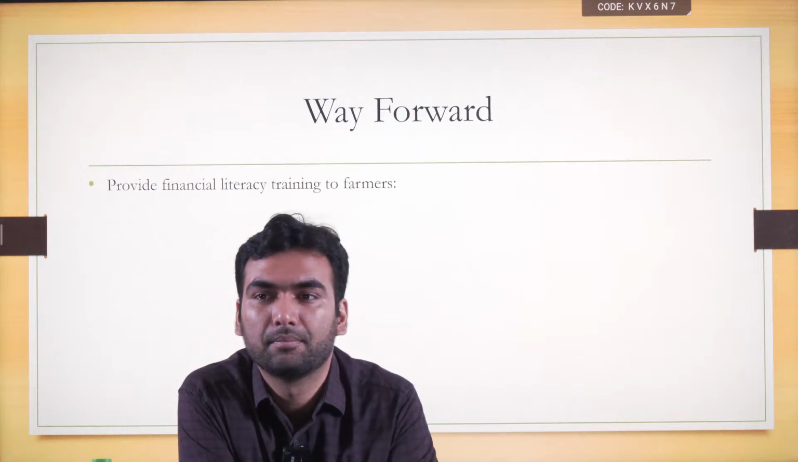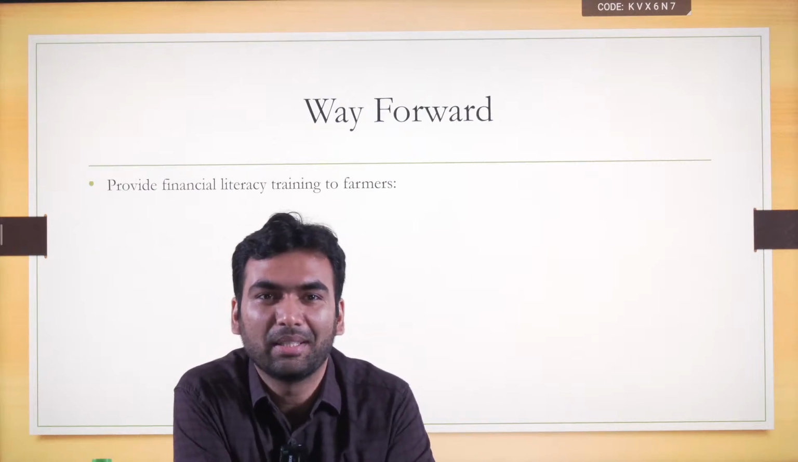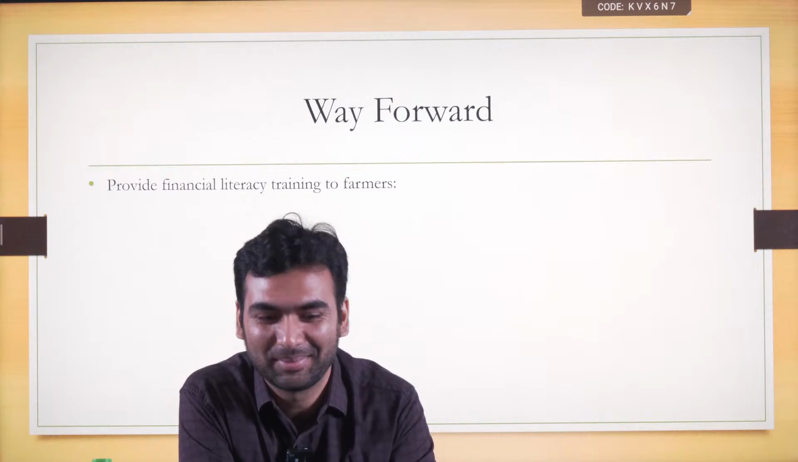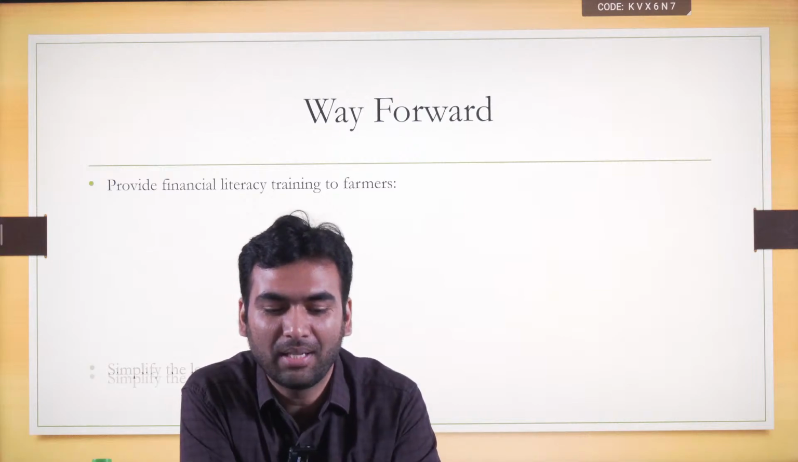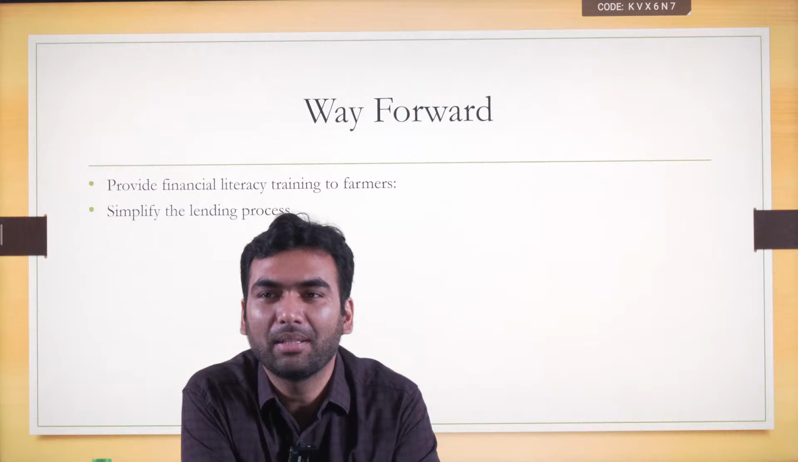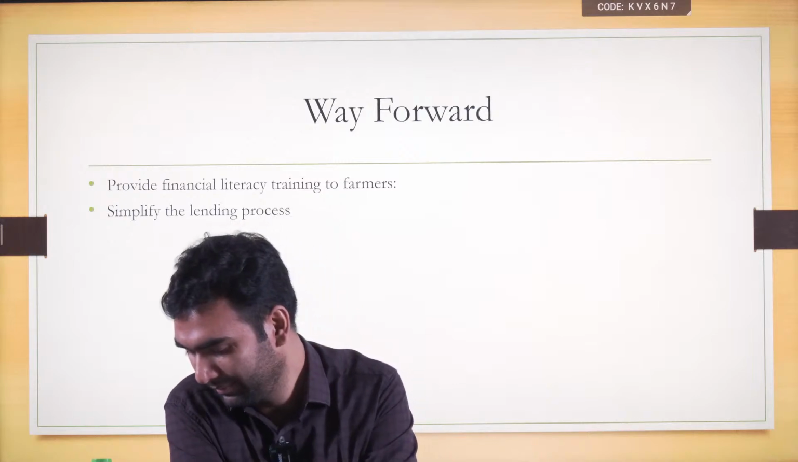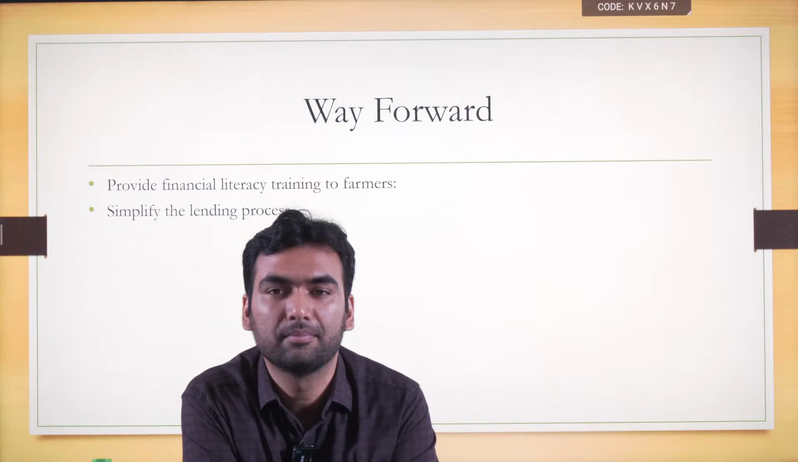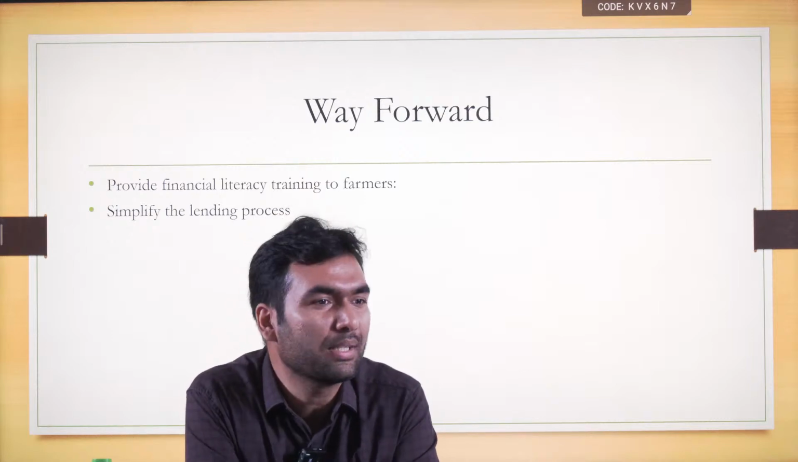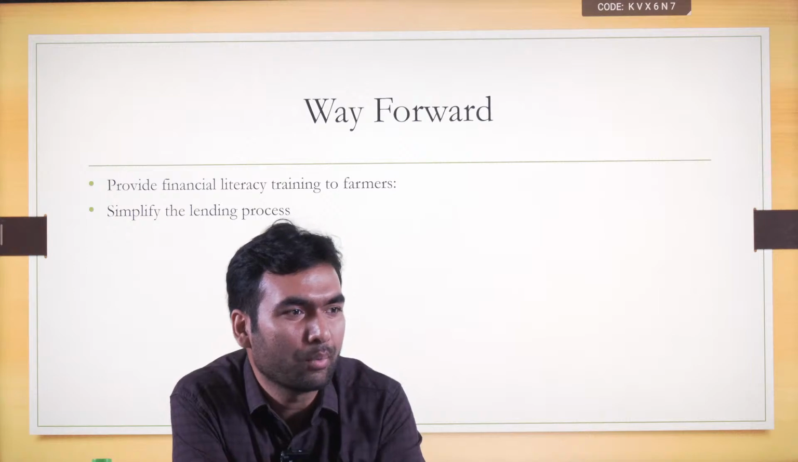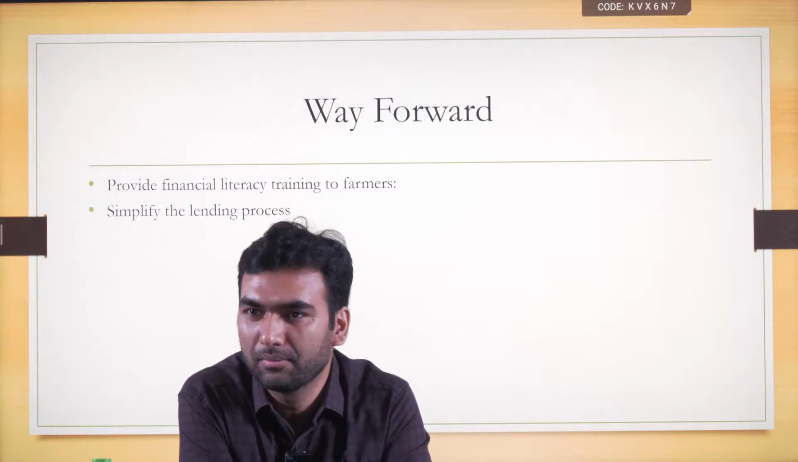Quickly, I'm getting a call to end the class. Very quickly. So, financial literacy, we have seen. Simplify the lending process. Bureaucracy, red tapeism. So, all the problems that we have seen, you have to simply look at the problems and you will get the solution.